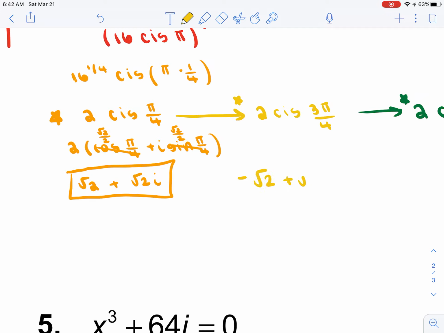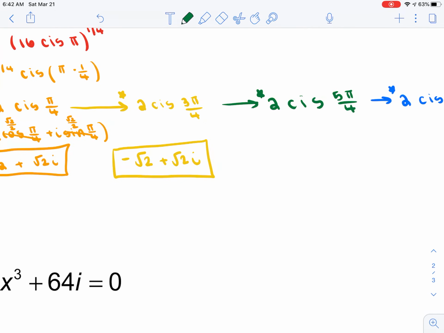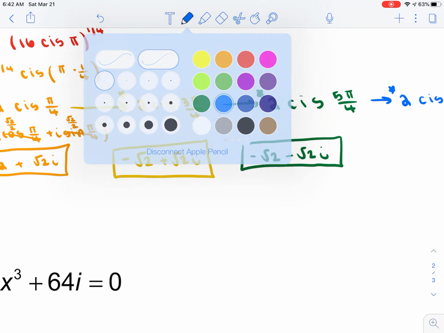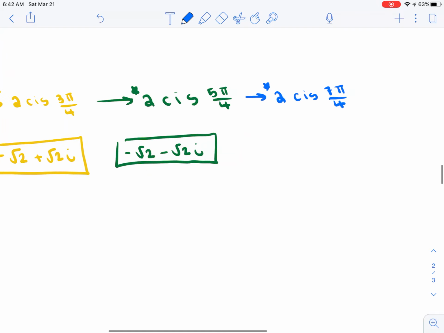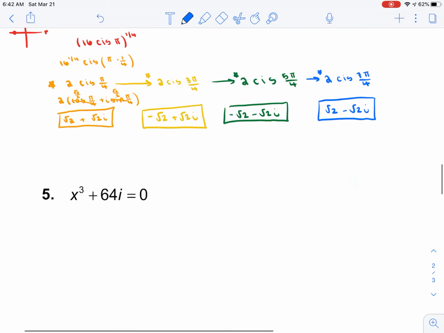But I'm going to keep the y value the same. This next answer is in quadrant 3, which means both the x and the y would be negative. And then my final answer is going to be in quadrant 4, which means x is positive, but the y is negative. So those should be your 4 different solutions for this original problem.